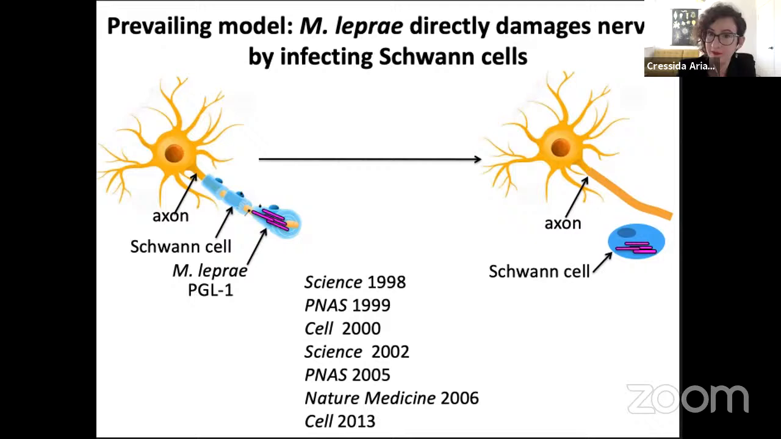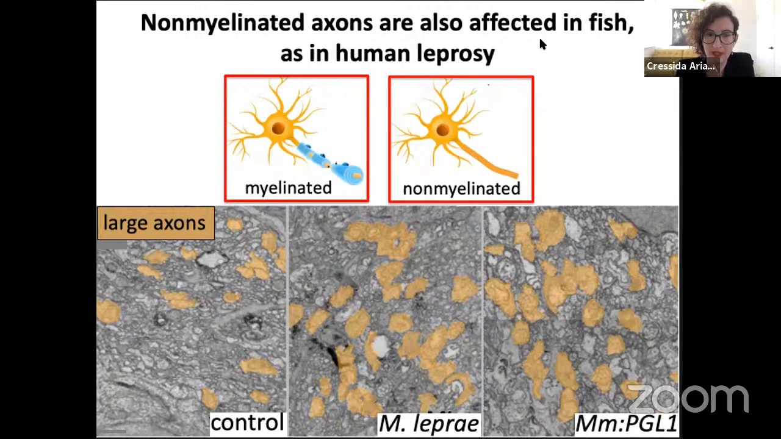So there were several things that were different in the zebrafish than are suggested by this in vitro model of Schwann cell infection. So for example, one of the things we saw was that non-myelinated axons in zebrafish were being affected, as they are in human leprosy. So what we saw was swelling of axons. So here we see, these are non-myelinated axons that I've highlighted in orange in an animal that was injected with PBS. Here we see an animal injected with M. leprae, and here's an animal injected with marinum expressing PGL1. And hopefully what you could see is that the size of the axons actually increases in the infected animals compared to the PBS injected animals.